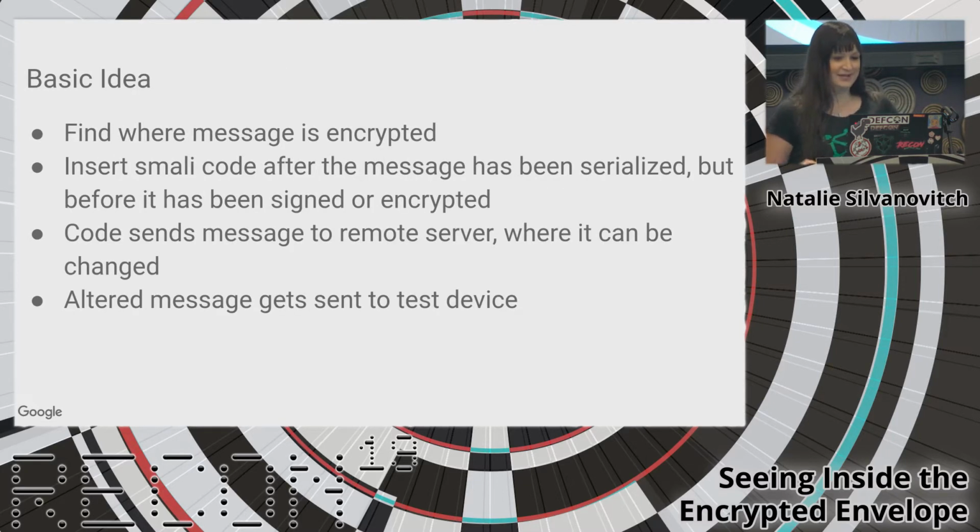So the basic idea is I want to find where the message is encrypted and then insert some smali code right after it's been serialized, but before it's been signed or encrypted. And then what I found was the easiest is I would set up a remote server with a little Python script. And whenever you hit a message, it would send the message to my server, which says, do you want to change this? Yes, no. And then I could change it. Then it would send it back, and then it would continue with the message. And I found that was just an easy interface for changing the message.